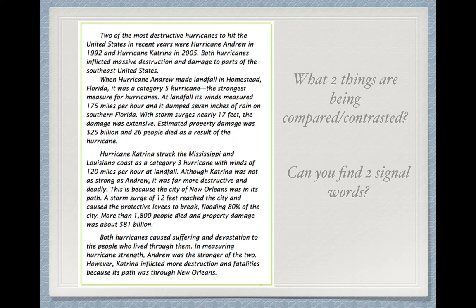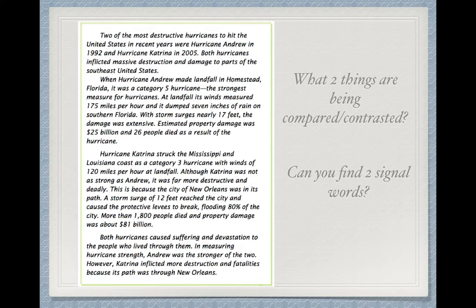Two of the most destructive hurricanes to hit the United States in recent years were Hurricane Andrew in 1992 and Hurricane Katrina in 2005. Both hurricanes inflicted massive destruction and damage to parts of the southeast United States. When Hurricane Andrew made landfall in Homestead, Florida, it was a Category 5 hurricane, the strongest measure for hurricanes. At landfall, its winds measured 175 miles per hour, and it dumped 7 inches of rain on southern Florida.